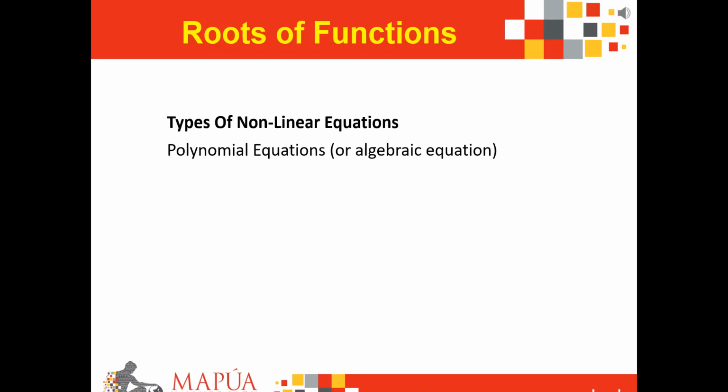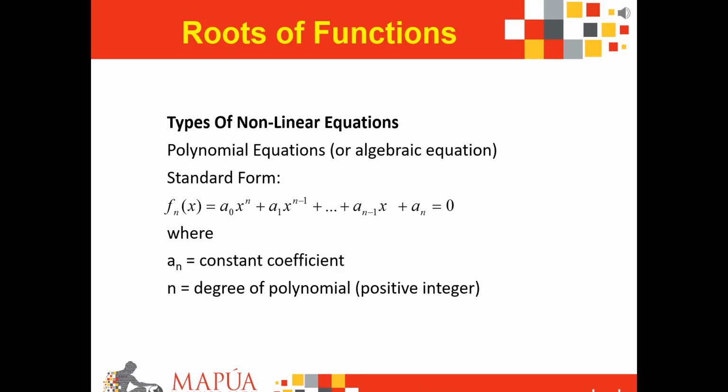What are the different types of nonlinear equations? The first type of nonlinear equation is known as the algebraic equation or polynomial equation, given in the standard form of a_n multiplied by x raised to the n power, where a_n refers to your constant coefficient and x is raised to a certain degree of your polynomial, which is often given as a positive integer.